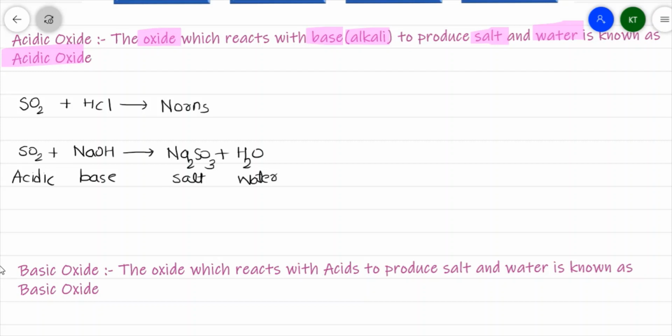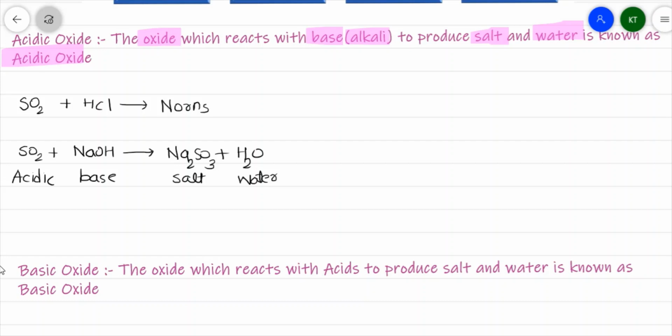I am taking a neutralization reaction to understand the definition of acidic, basic, neutral, and amphoteric oxide. Sulfur dioxide I am reacting with both acid as well as base. But sulfur dioxide is acidic in nature, so it will react with base to form salt and water.